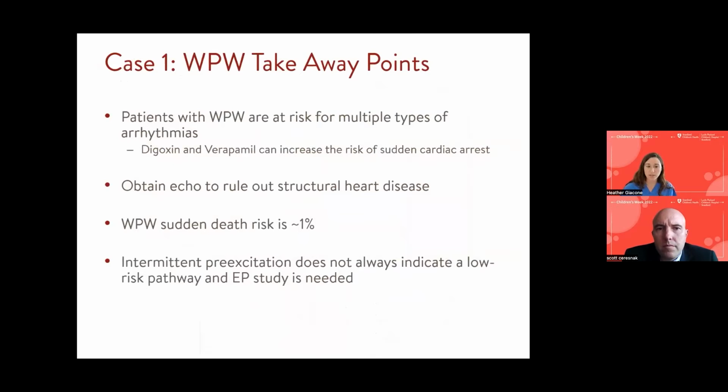Attaining an echo to rule out structural heart disease will be important for these patients. The sudden death risk is about 1%, and intermittent pre-excitation does not always indicate a low risk pathway. An EP study is needed.